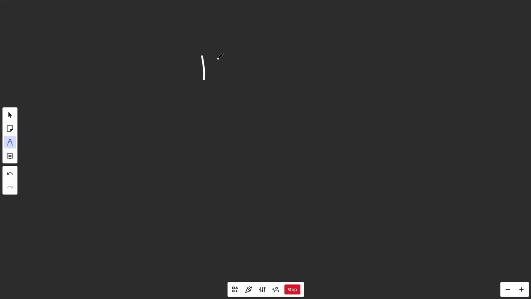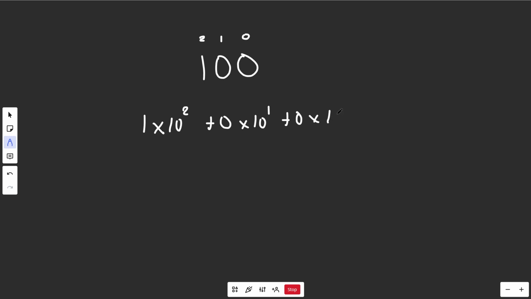So let's say we are given a number like 100. Now this is in base 10, so what that really means is that this is the ones column, this is the tens column, and this is the hundreds column. And so in exponents, this is actually the 0, the 1, and the 2. It's going to be 1 times 10 to the 2 plus 0 times 10 to the 1 plus 0 times 10 to the 0, which as we know, of course, is just equal to 100. So this is a base 10 number.